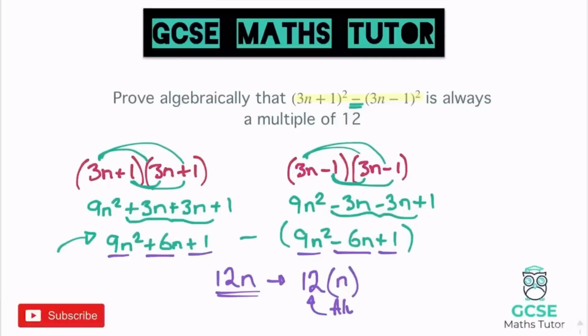There you go, always multiplied by 12. Okay, and that's going to prove that anything we sub in there is going to be a multiple of 12. Let's have a look at another one.